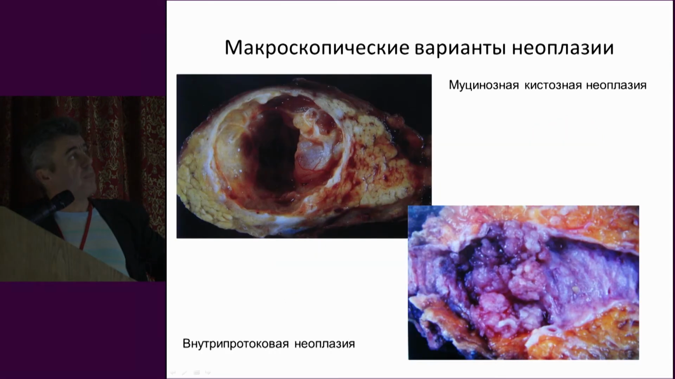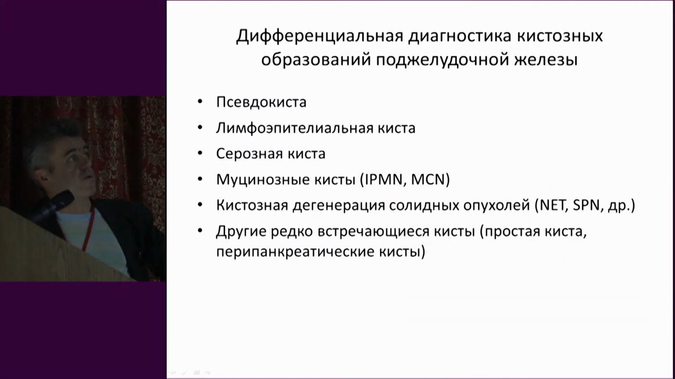malformations, the diagnosis is so important, and it's very difficult for a pathologist. Macroscopic variants of neoplasms, you can see here encapsulated malformation with very thick capsula, which turned out to be a mucinous neoplasia, cystic neoplasia, and also intraductal tumor, which again is quite problematic for morphological verification.